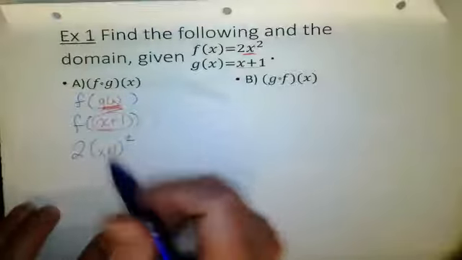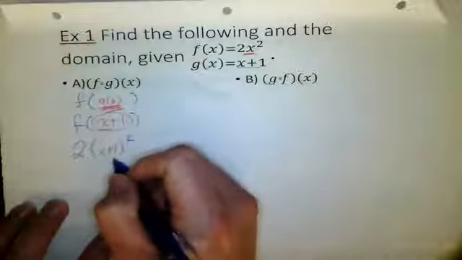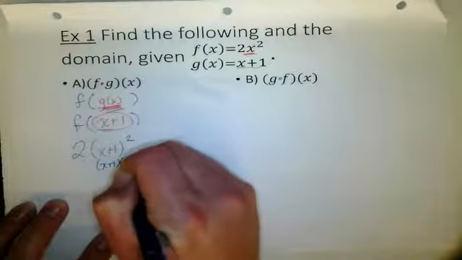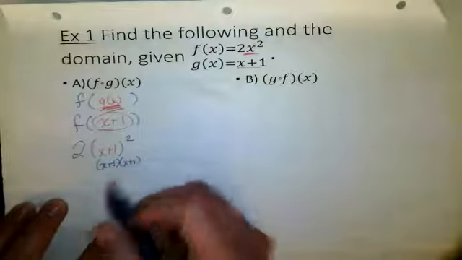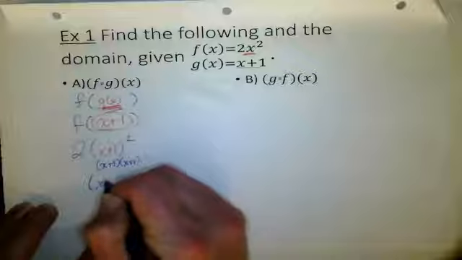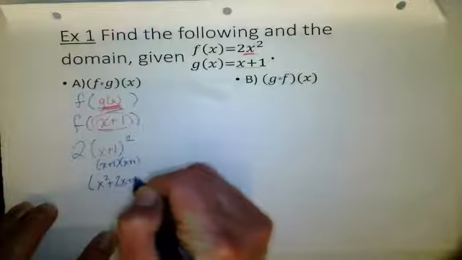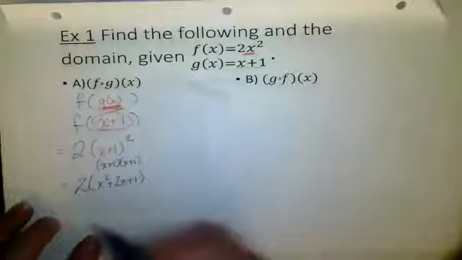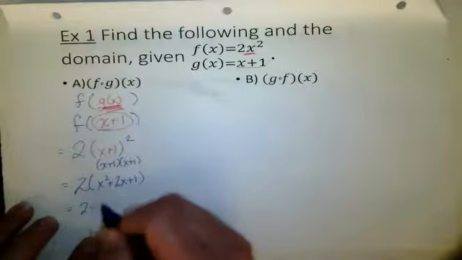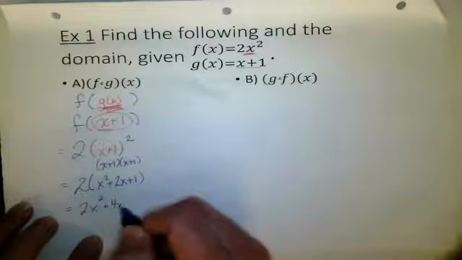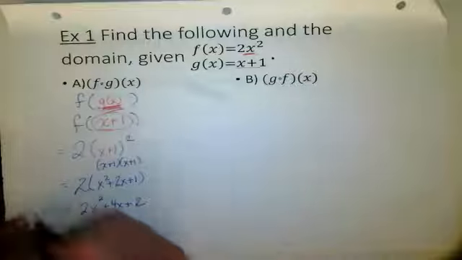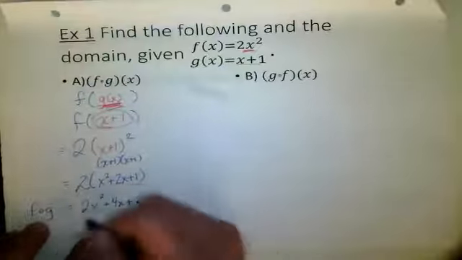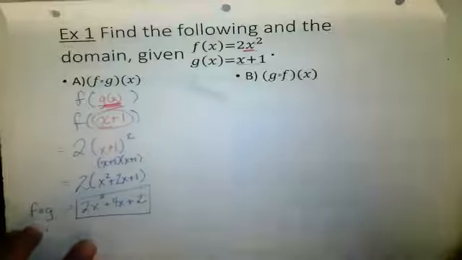What do we need to do first here? x plus 1 times x plus 1. Yes, we've got to square that thing. What is x plus 1 times x plus 1? x squared plus 2x plus 1. Good. And now there's a 2 that we have to multiply in. 2x squared plus 4x plus 2. That is f of g.